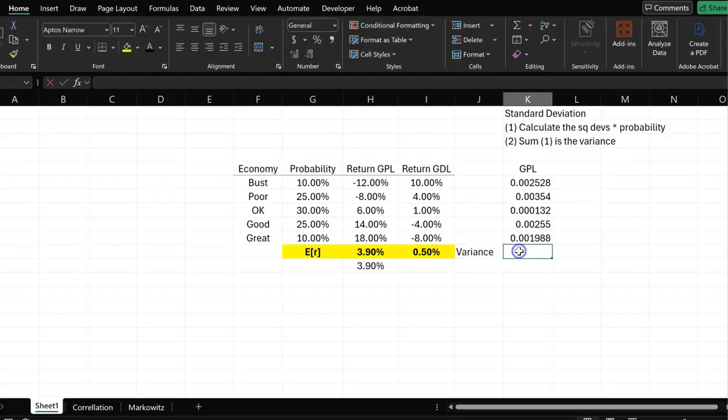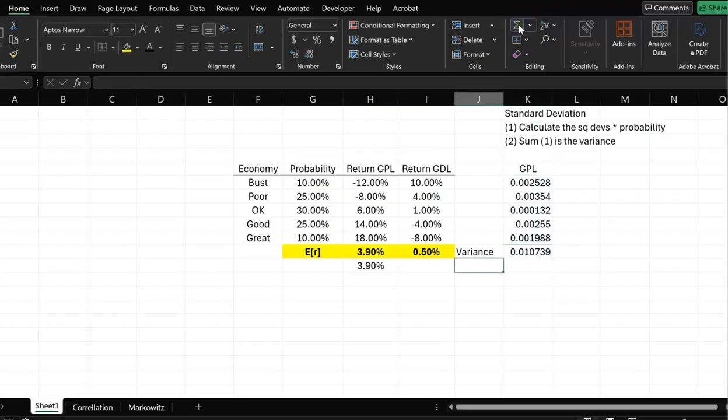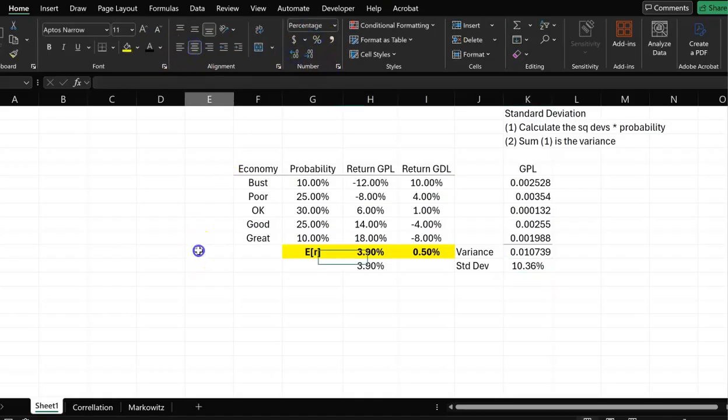Right? So the variance of that is just the sum of those results. And obviously once I have the variance, the hard part's done. I can take the square root of that variance, and that will give me the standard deviation. All right, and I'm going to highlight that and bold it. Okay, so I've done that one.